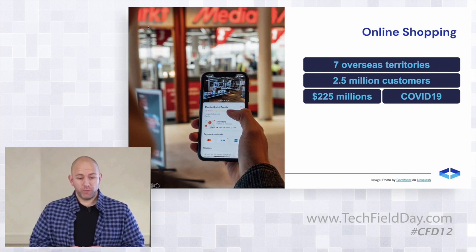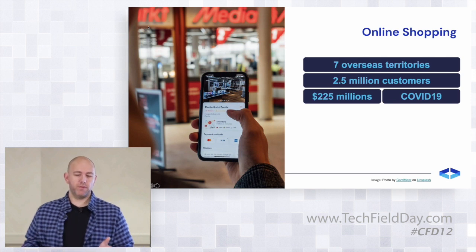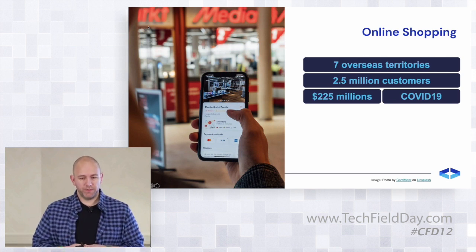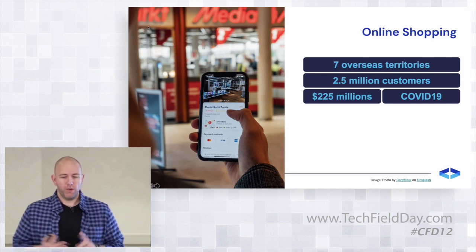We were approached by a distributor in Europe dealing with 7 of those overseas territories. It's like New Caledonia, Guadeloupe, Martinique.